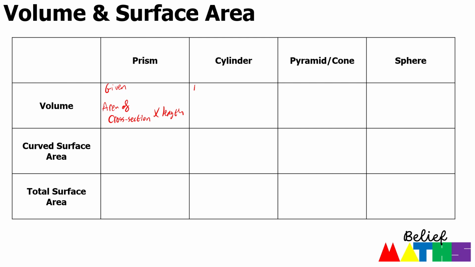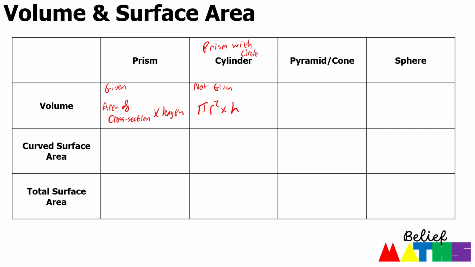A cylinder is not given, but it's just a prism with a circle for the cross section. So this is pi r squared times the height or the length. So it's the same as a prism, you can just do that.